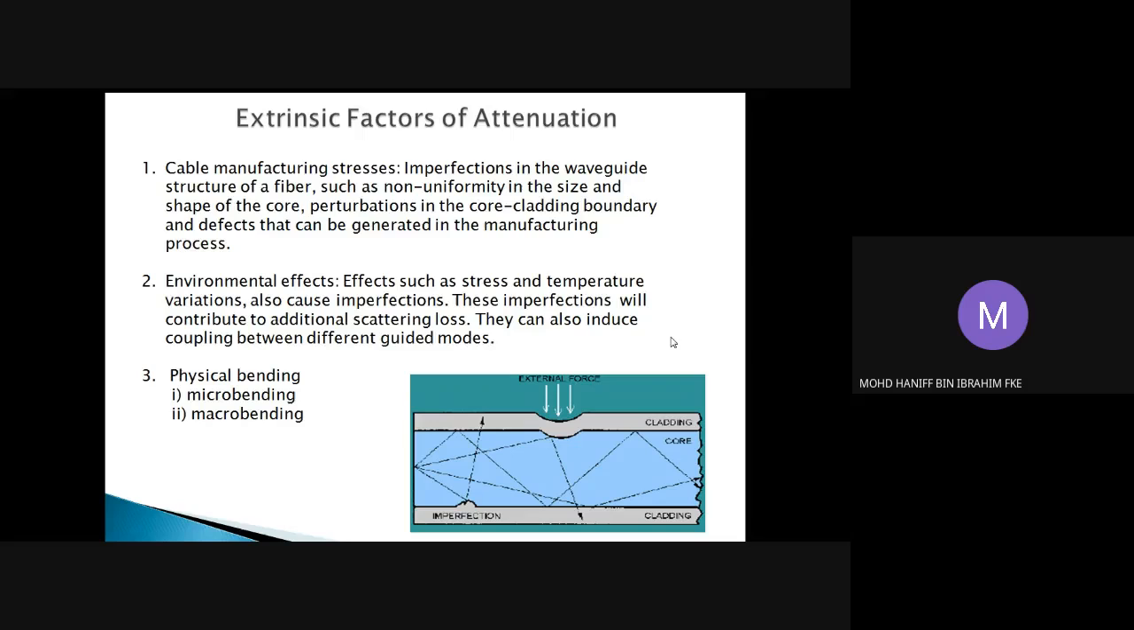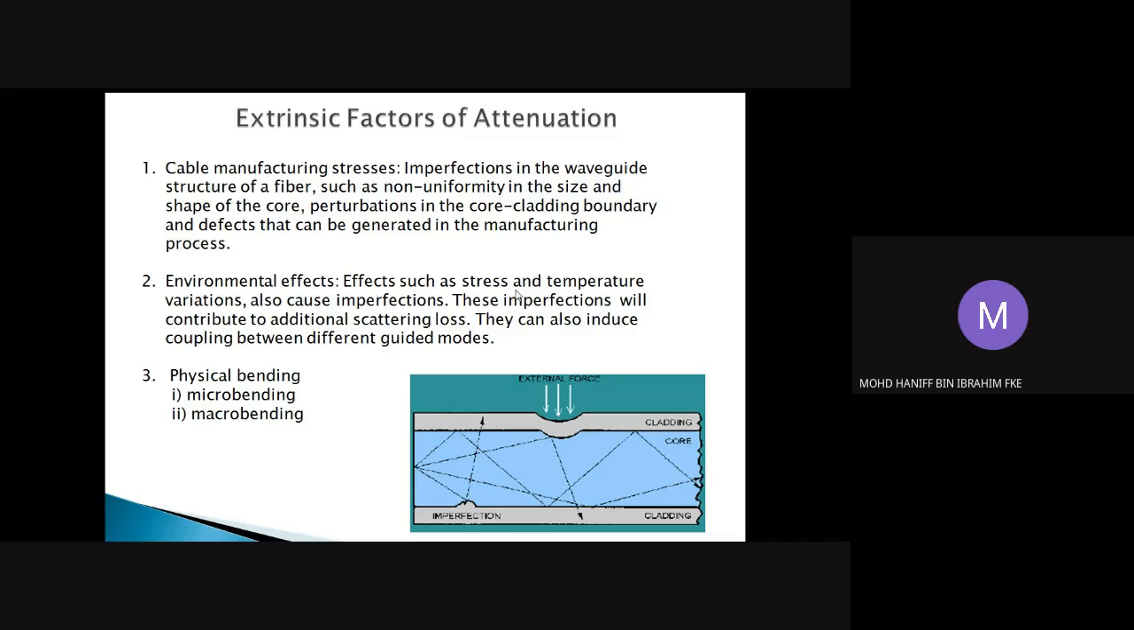And then also due to perturbations in the core and cladding boundary. What I mean by perturbations, I put it here. This is the diagram which shows the imperfections. We can call this perturbations in the core and cladding boundary. This is also due to the manufacturing defect, and all of this is produced during the manufacturing process.